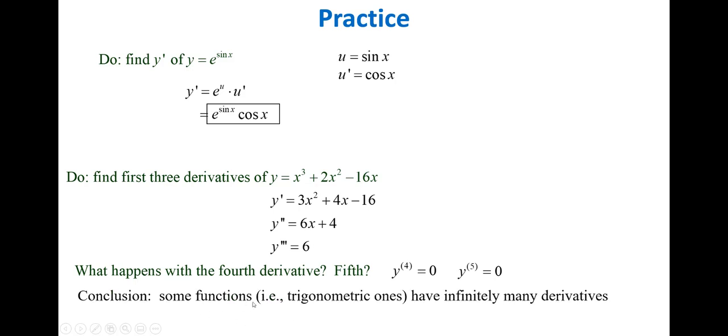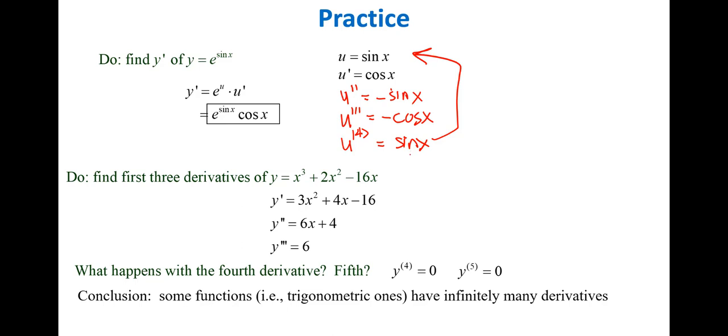Now that isn't going to be the case with something like cosine. If I took the second derivative of u, I would take the derivative of cosine, which would be negative sine x. U triple prime would be negative cosine x. Fourth derivative, this would be negative of negative sine of x, and that would be sine of x. And you can maybe start to see the pattern here. Then going on and on, there would be infinitely many derivatives.